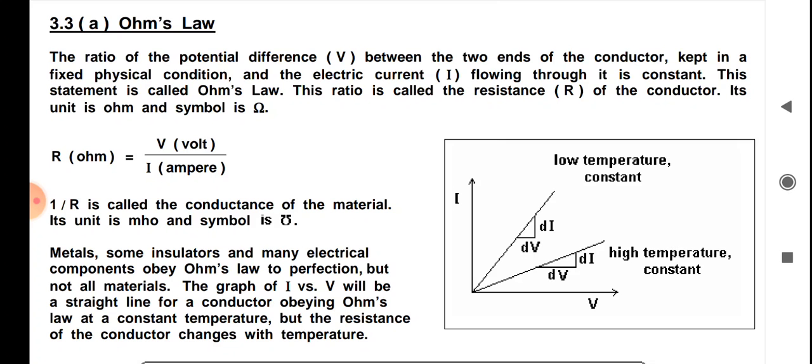1 by R is called the conductance of the material. Its unit is mho, the inverse of ohm, and the symbol is also the inverse of ohm. Metals, some insulators and many electric components obey Ohm's law to perfection, but not all materials. The graph of I versus V will be a straight line for a conductor obeying Ohm's law at a constant temperature, but the resistance of the conductor changes with the temperature.